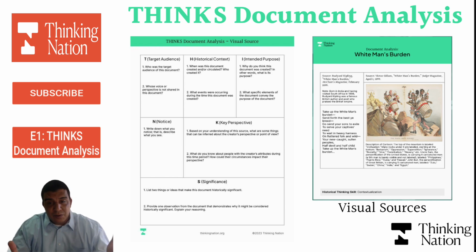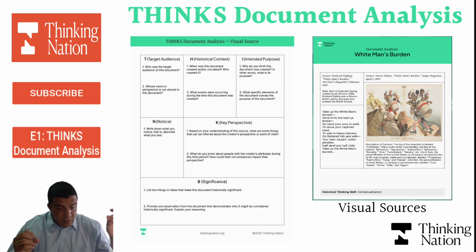Now, our executive director, I was talking to him about this, and he said that in his classroom, he was a middle school teacher, he would have document analysis Thursdays. And so the kids knew every Thursday they were going to get some kind of a document to analyze, a visual document, a secondary source document, or a primary source. And they were going to be using Thinks.